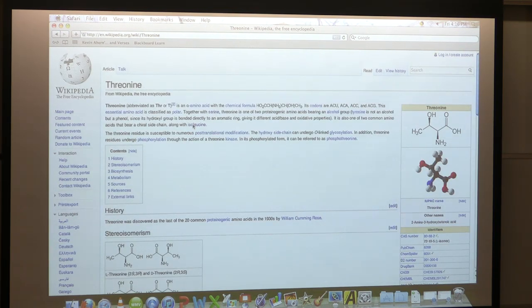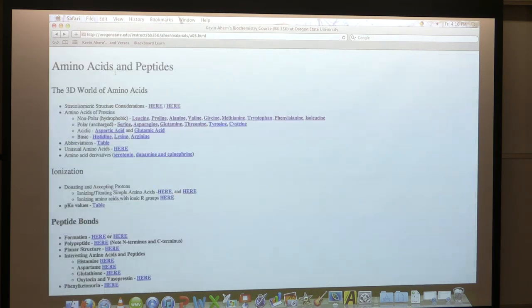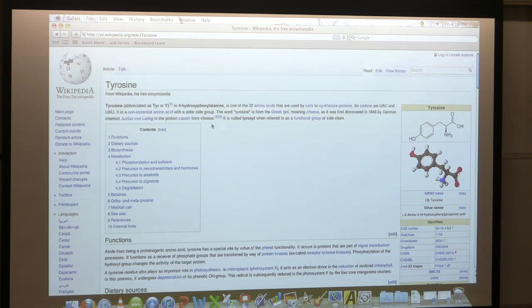Threonine. Threonine's kind of like serine. It's got a hydroxyl hanging out there, and that hydroxyl will form hydrogen bonds with water. Tyrosine. Sometimes people put tyrosine in other categories. Sometimes they put tyrosine and phenylalanine and tryptophan into a category they call aromatic because they all have aromatic rings. I kind of like to put this into the polar because it's got a hydroxyl out there that can form hydrogen bonds with water. So again, depending upon which book you see, they'll put it in different categories.